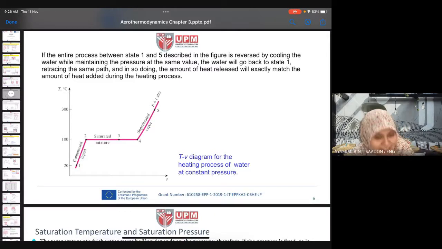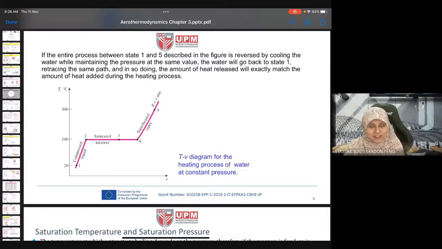Another thing: in the T-v diagram, or in any thermodynamic diagram, other than the parameters on the y and x axes, T and v here, there are also other parameters defined in the diagram. For example, this one, we have this constant pressure line. What do we call constant pressure?